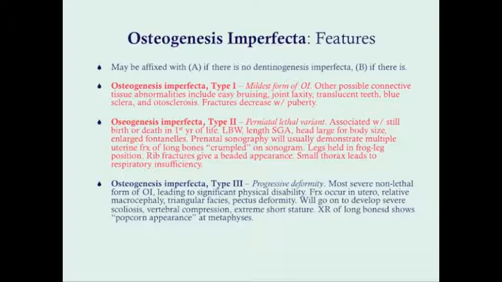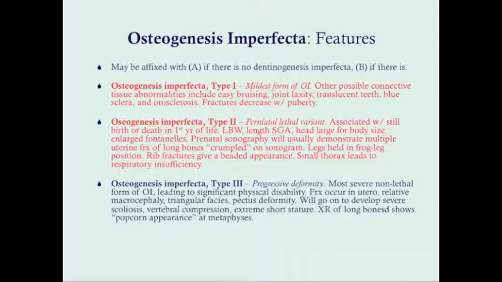Osteogenesis imperfecta type 3 is a progressive deformity. This is the most severe non-lethal form of OI. So we talked about type 1, that's your mild OI, most mild. And type 2, which is lethal. Type 3 you can live with, but it's the most severe form of OI that you can live with. And this leads to significant physical disability.